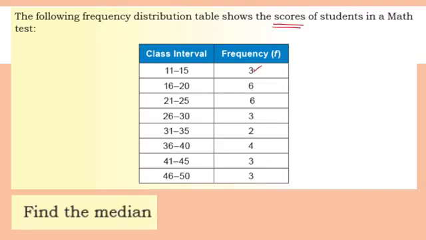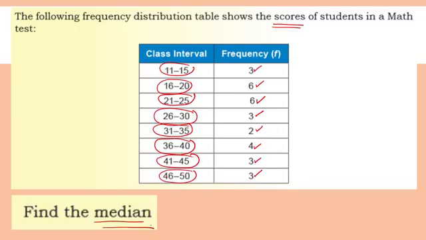Three students scored 11 to 15. 6 students have a score of 16 to 20. 6 students have a score of 21 to 25. 3 students have a score of 26 to 30. 2 students have a score of 31 to 35. 4 students have a score of 36 to 40. 3 students have a score of 41 to 45. 3 students have a score of 46 to 50. And we will be looking for the median here. So this will be the given.